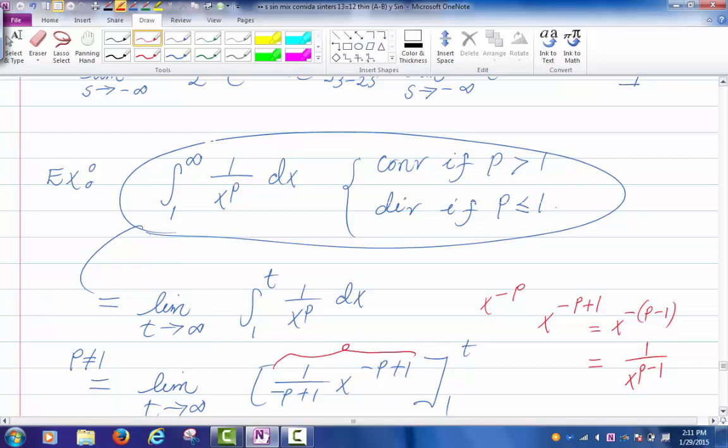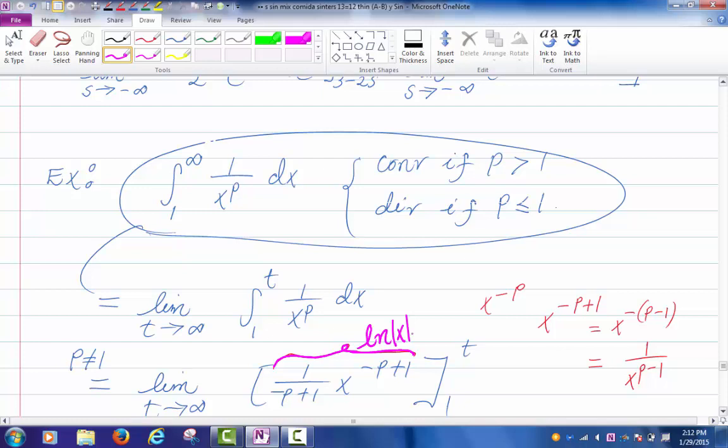So let me use maybe another color to make it separate. So when p is 1, the antiderivative of 1 over x is, in fact, ln of absolute value of x. Ln is the log function. If you didn't see the log function before in your life, that's fine. We are going to talk about the log function, probably next week at some point. But when p is 1, the antiderivative of 1 over x is log x. And log x goes to infinity as x goes to infinity. And because of that, when p is 1, this integral will be divergent as well.